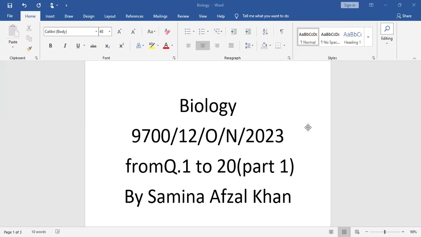Today we are going to discuss the paper 9700, variant 1, October/November 2023, from question number 1 to question number 20. Now I would like to move towards the first question.